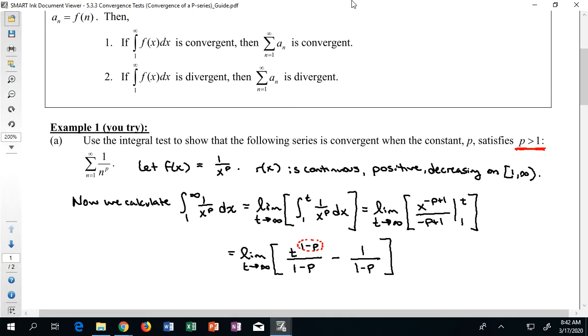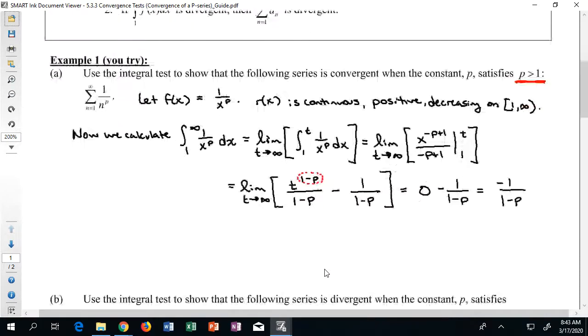We should be able to argue that that exponent is going to be negative. And if that exponent is negative, I could choose to rewrite this t to a negative power in the denominator. But if t then occurs in the denominator, it's going to make this entire fraction go to 0, and so I will end up with 0 minus 1 over 1 minus p. I'll get negative 1 over 1 minus p.